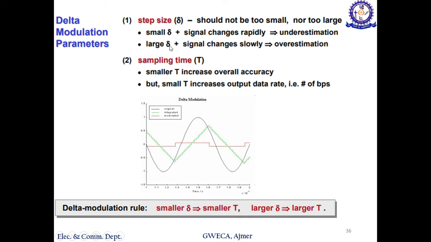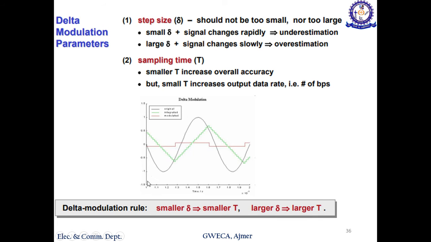And for the larger delta, the signal changes very slowly. Its overestimation is only. And with respect to the time, a smaller t increases the overall accuracy. As the t decreases, more and more information of this analog signal is captured, so it increases the overall accuracy. But a smaller t increases the output data rate, that is the bps, bits per second, because the bandwidth requirement is high.